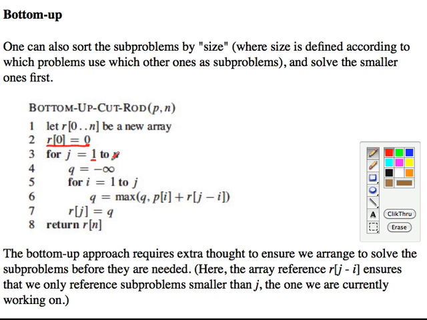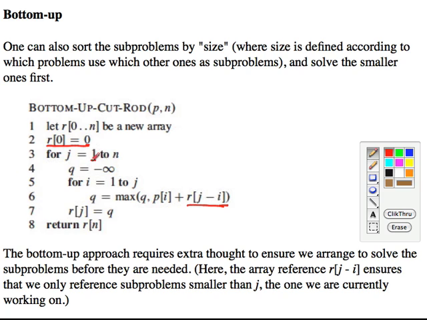And so that guarantees, since our recursive call here is going to be r[j minus i], and we're running i from 1 to j, we're always doing recursive calls on problems that are smaller than the one we're working on now. And that's important because you want to make sure that, in the order in which you do things, you don't try to reference the solution to a subproblem before it's been computed.